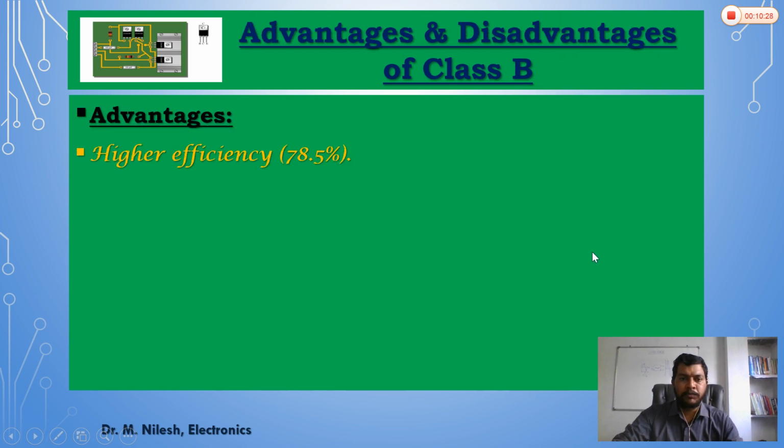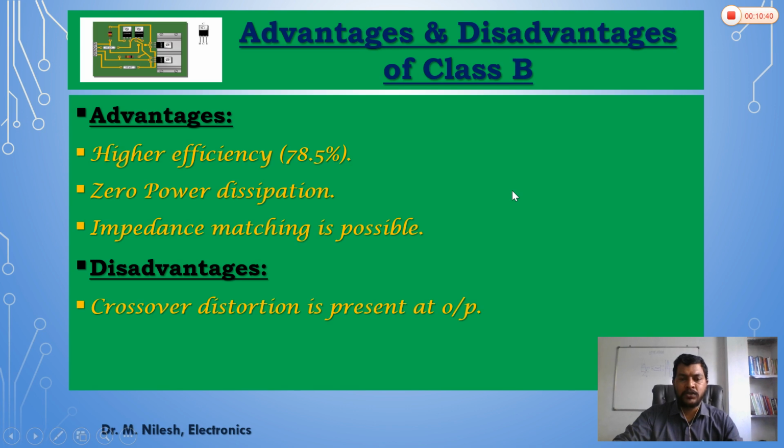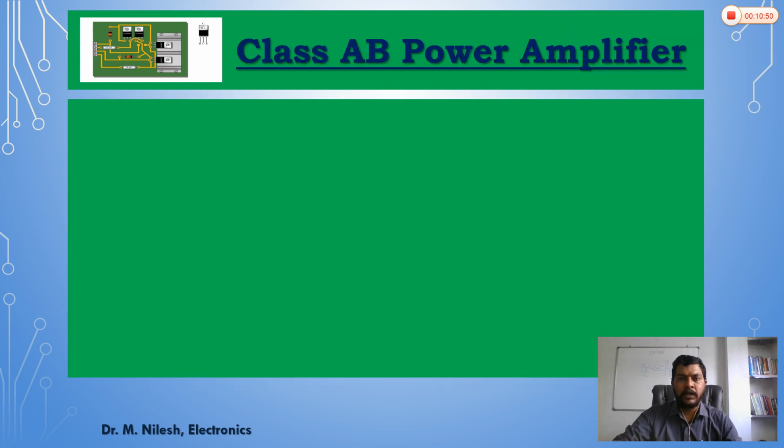Advantages of class B power amplifier are higher efficiency, that is around 78.5%, zero power dissipation, and this circuit is usually used for impedance matching also. The disadvantages of this are crossover distortion is present at the output, and efficiency is low as compared to class C amplifier. So these are the advantages and disadvantages of class B amplifier.